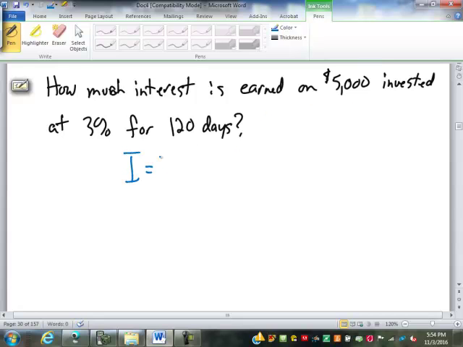First part is simple. Principal, $5,000. Rate is 0.03 for the 3%. Here's the part that's tricky. You would think you're just going to put 120 over 365, right? It's 365 days in a year. But we need to know more information here. There are two types of interest figured out daily. There's ordinary and there's exact.